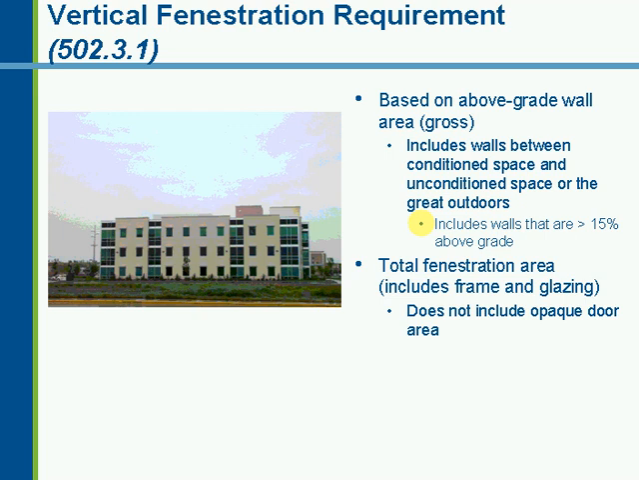Your total fenestration area, while the code doesn't explicitly call it out as your rough opening, that's not called out now in the code, but the intent is still the same. It includes frame and glazing, but it does not include opaque door area, and that's an important distinction to realize. So basically, you add up all of your glass area, you add up all of your gross exterior wall area that includes opaque wall, it includes doors, and it also includes all your fenestration. And that's your gross wall area. You divide that by the total fenestration area, and that becomes your glazing percentage.